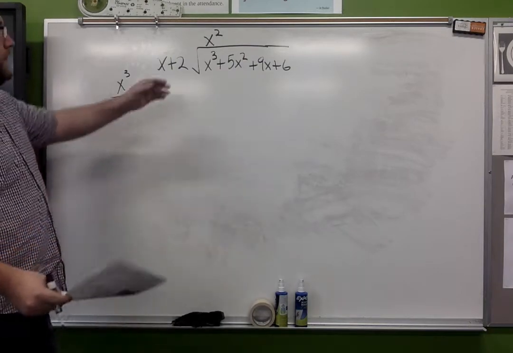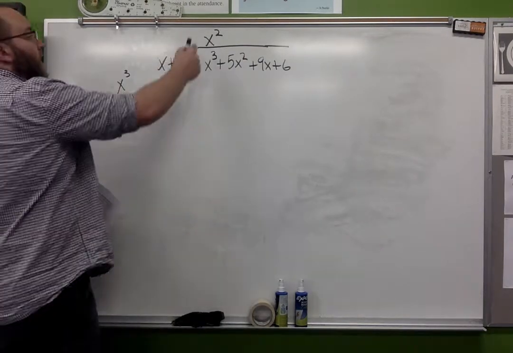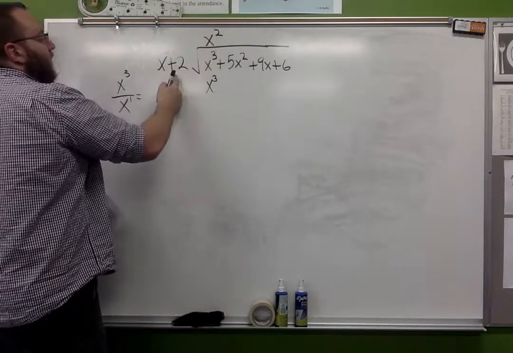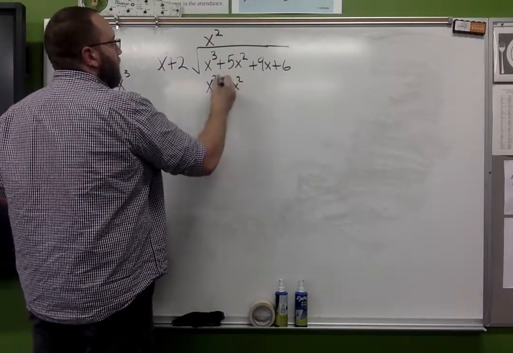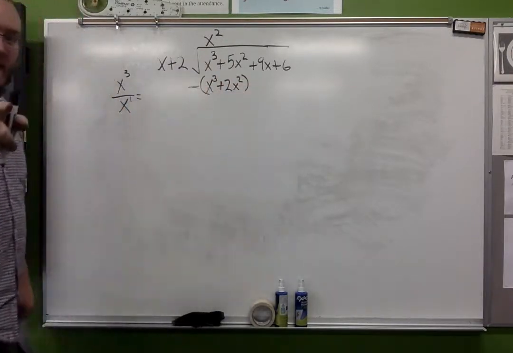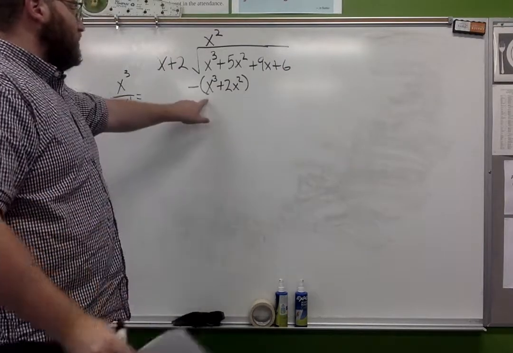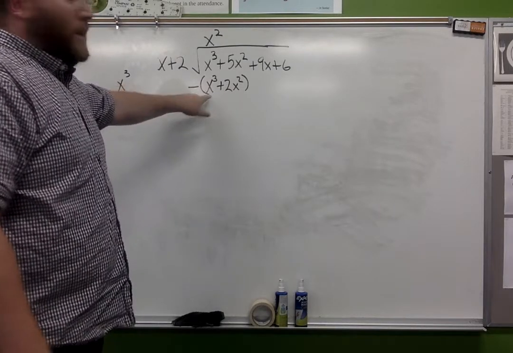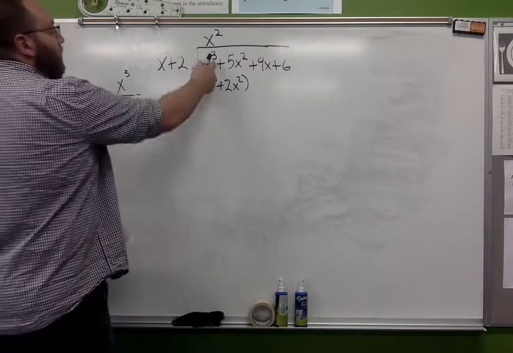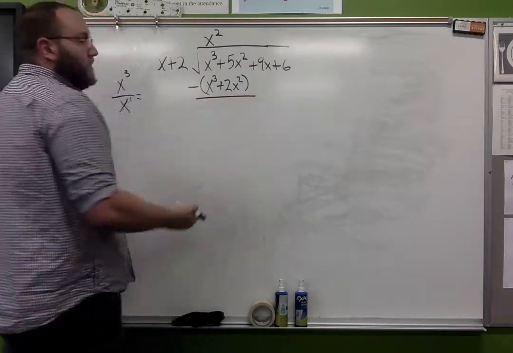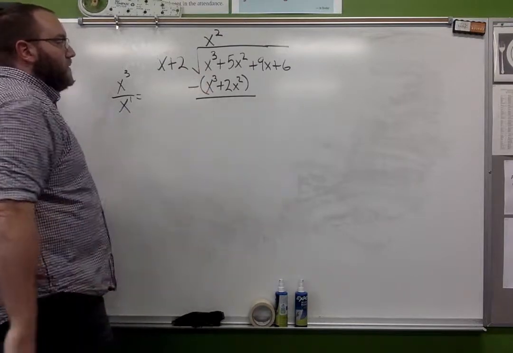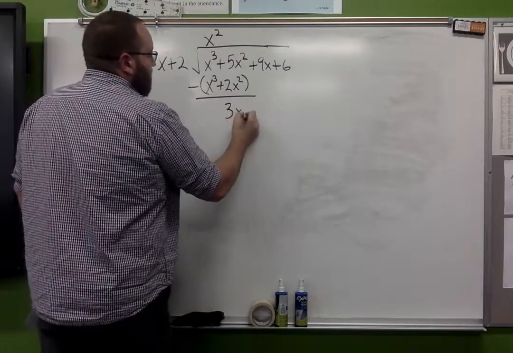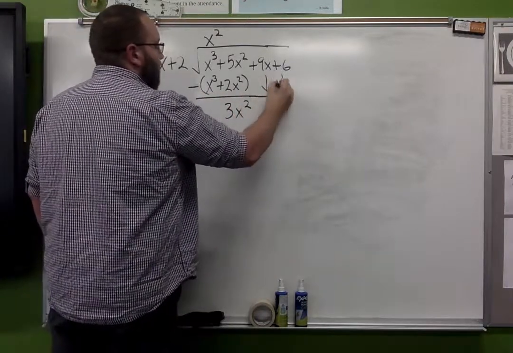Okay, now we do the thing where we multiply back. So x squared times x is x to the third. x squared times 2 is 2x squared. And then subtract the whole thing. Don't you dare only subtract this first one. Don't you dare. I will come and I will hunt you down. All right? Subtract the whole thing. So x to the third minus x to the third, that should give us 0. If you're doing it correctly, you're going to get 0 for this first difference. 5 minus 2 is 3x squared, and then bring down everything else.